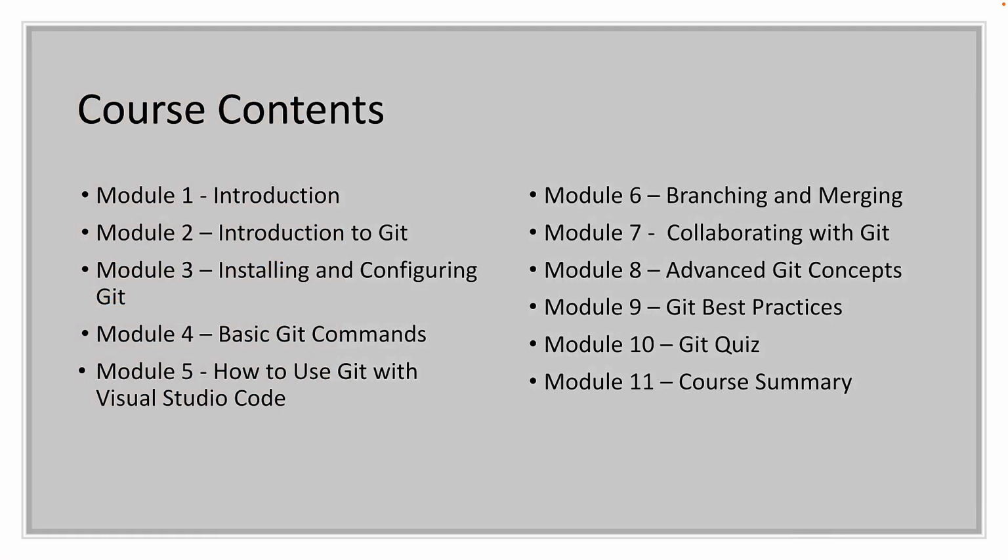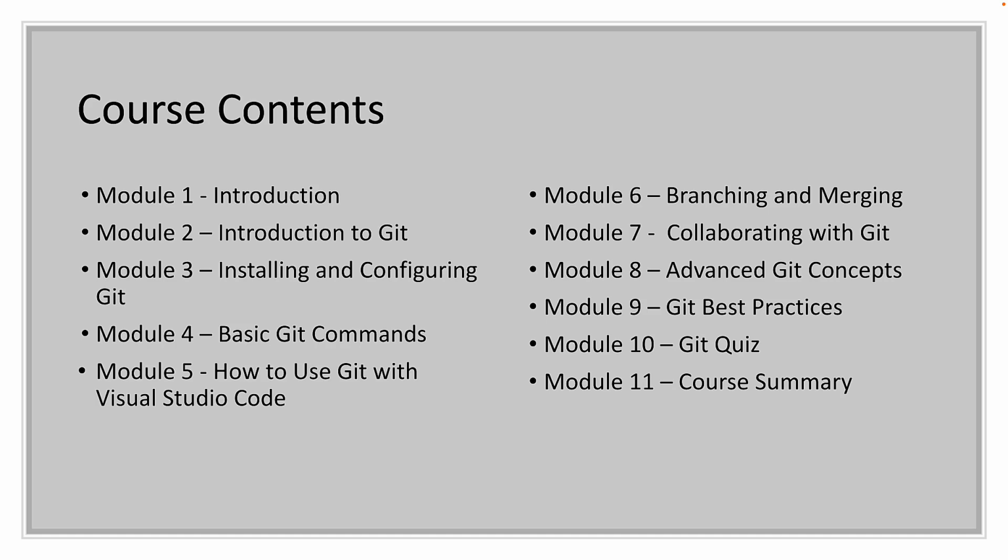Okay, let's go ahead and look at our course contents. Module 1 is our introduction, which we're doing right now. Following that, in Module 2, I'm going to give you a brief overview of Git. Where did it come from? How was it developed? And what is essentially the product? In Module 3, I'm going to show you how to install and configure Git on your own home computer.